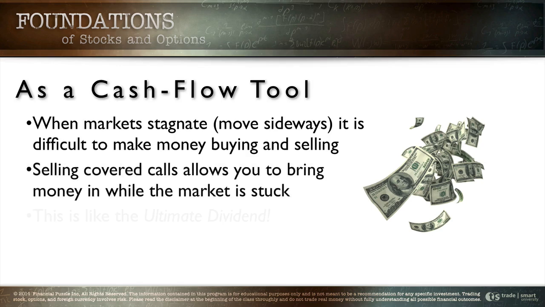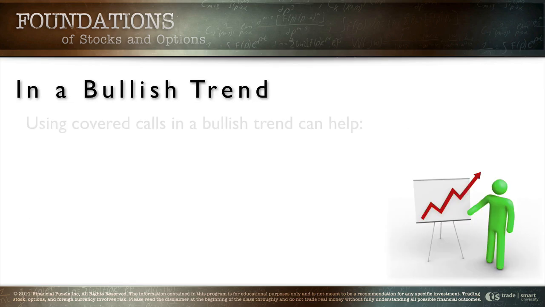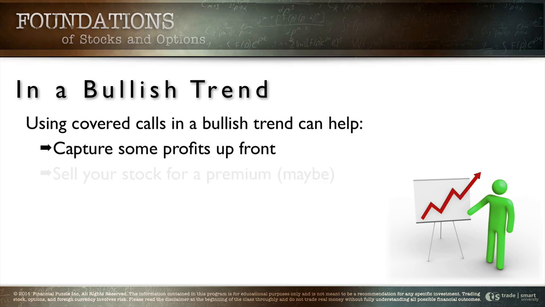As a cash flow tool, when the market stagnates or moves sideways, it becomes difficult to make money buying and selling stock. So you can sell a covered call. That's going to bring money in while the market's stuck. This is an ultimate dividend. You're making money while the market's stuck, and you can still collect your dividends. Pretty cool.